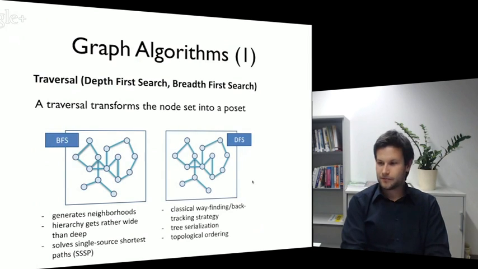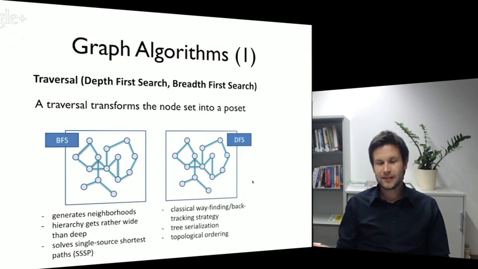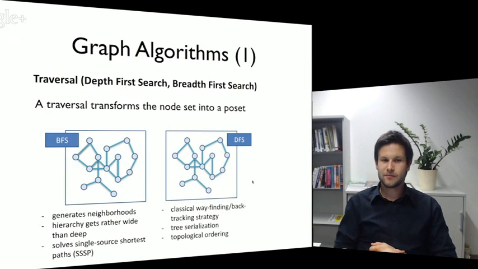Okay, I have 2 slides about graph algorithms. Of course, there are plenty of graph algorithms out there. Probably the most widely used are DFS and BFS. So it's depth first search and breadth first search. And this is used for traversal of graphs.